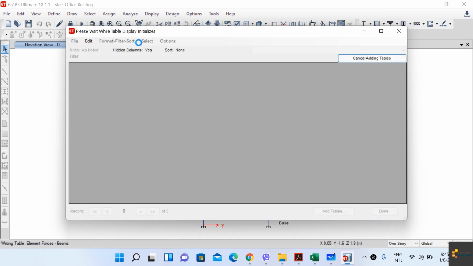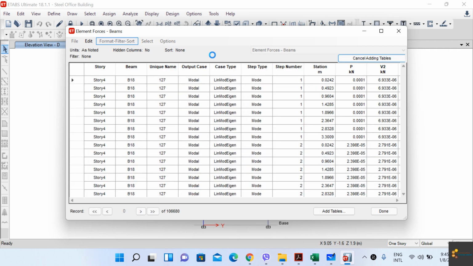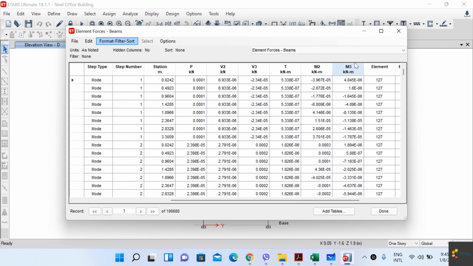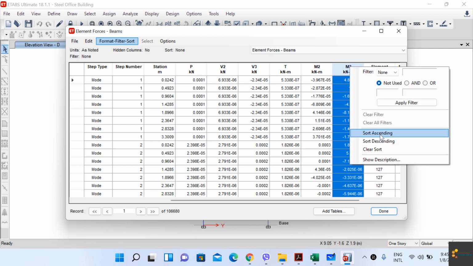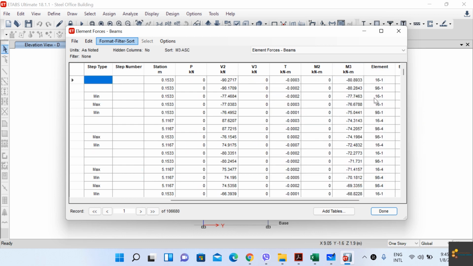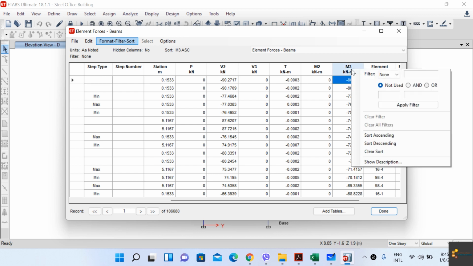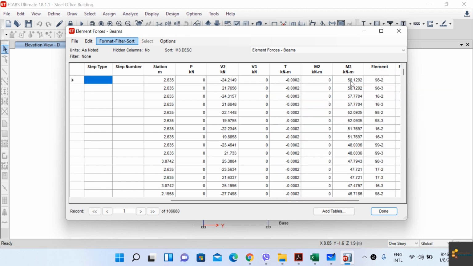Please wait for a while, this table is being populated here. This table will give us the values of axial force, shear forces V2 and V3, and bending moment M3 for our beams here. So our table is displayed now. I will directly go to this M3 column here. Let me just right click on this M3 and then click on sort ascending. You will see that the maximum value of moment is -80.89. And if you go for sort descending, you will see that the positive maximum value is 58.12.